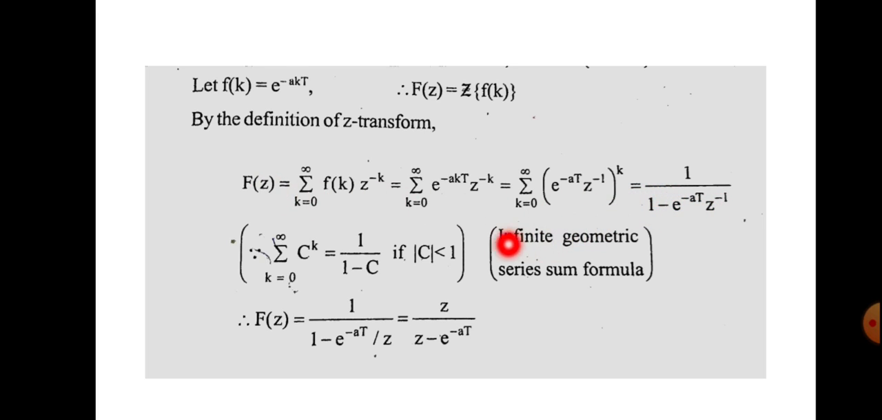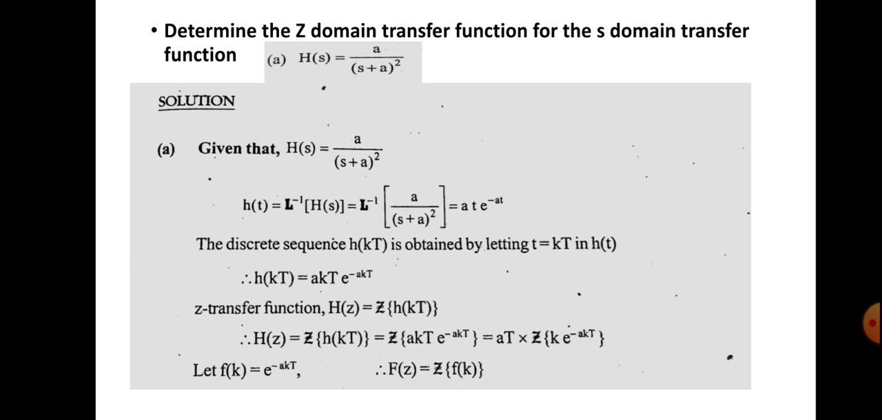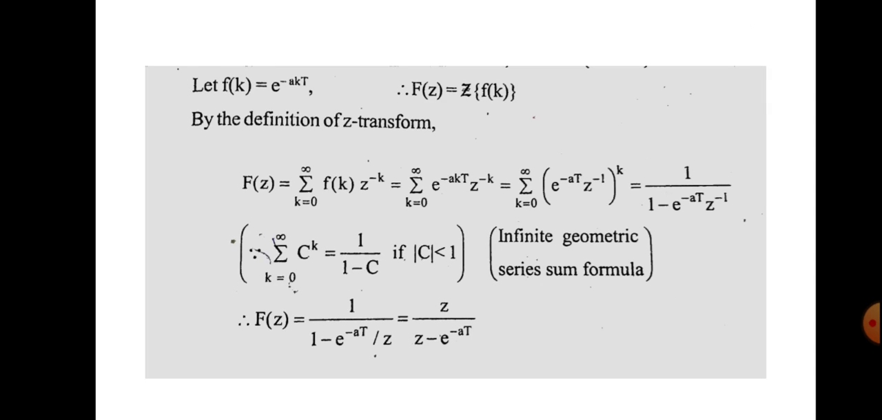So our function is in the form of k into f of k. F of k is this quantity. So F of z we have found out for this f of k. So from the above calculation, F of z is equal to 1 by 1 minus e raised to minus at by z. See, z inverse can be written as 1 by z, that will be equal to z by z minus e raised to minus at. So remember this one.